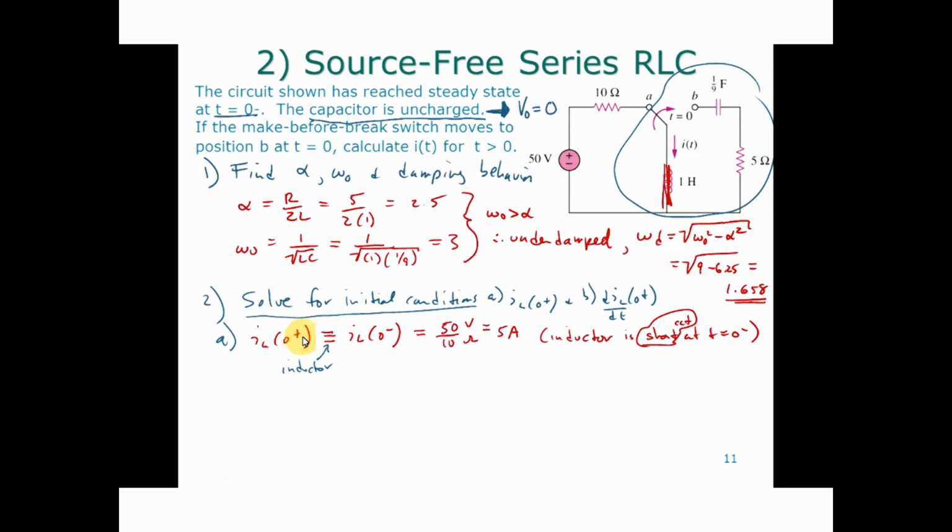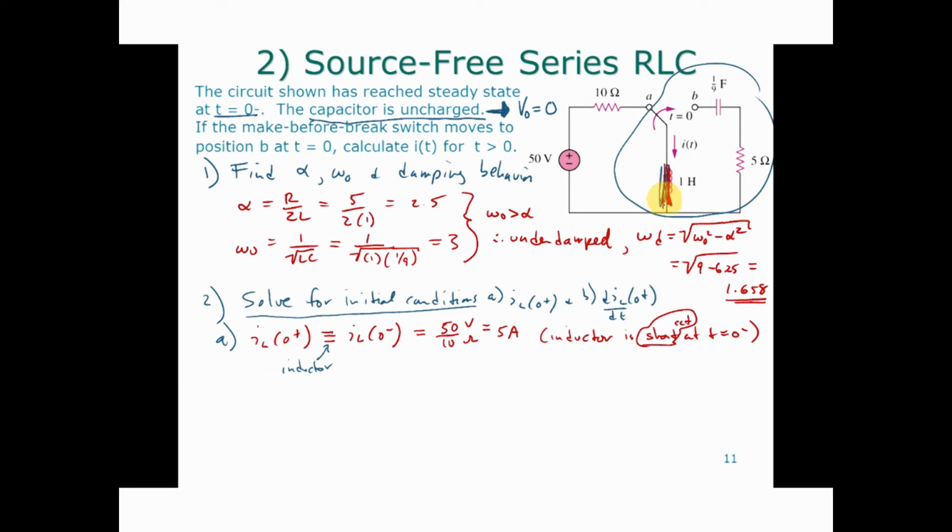Our explanation is that i_L at time 0 plus is going to be the exact same thing as i_L before the switch moved. And i_L before the switch moved is when the inductor is in the steady state. We assume that the circuit has been at rest for a long time before the switch moves, so whatever oscillations have happened have damped out exponentially, they've gone to 0. So the inductor has become a short circuit.